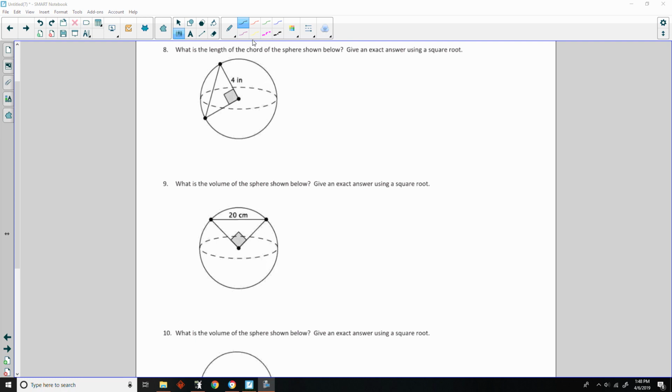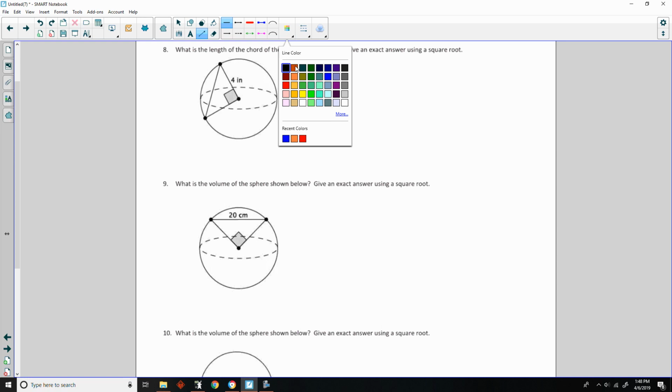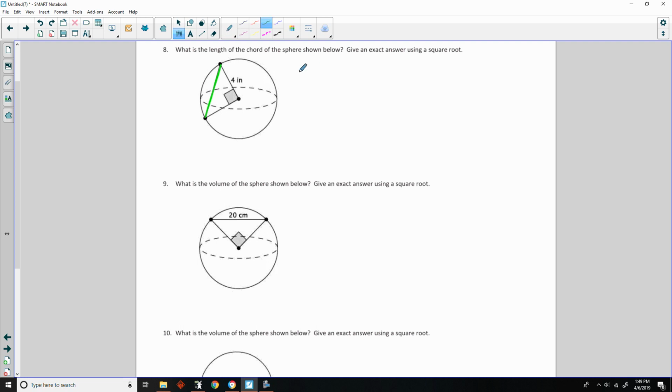Number 8 says, what is the length of the chord in the sphere shown below? Okay, the sphere is right there, and the chord is the distance from one edge of the sphere going through its center or its interior to a point on the edge again. That is the definition of a chord. And give an exact answer using square roots.